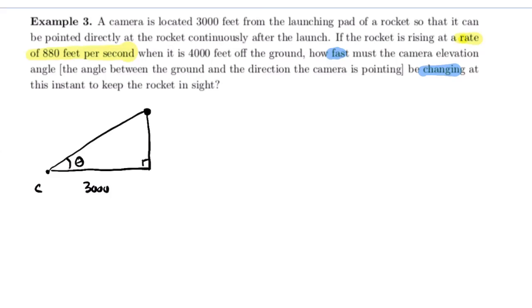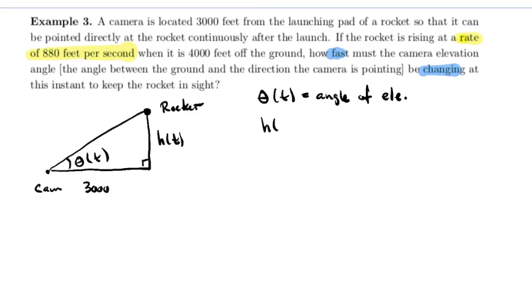So you've got your rocket up here, you've got your camera down here, and the rocket's rising at 880 feet per second. So what's changing? Well, theta of t is changing, so we'll write that down. Theta of t is the angle of elevation. What else is changing? The height of the rocket. Let's call it h of t. h of t is the height of the rocket. It's changing in time.